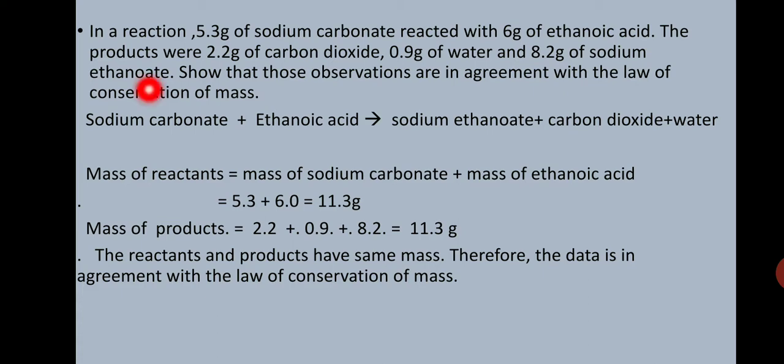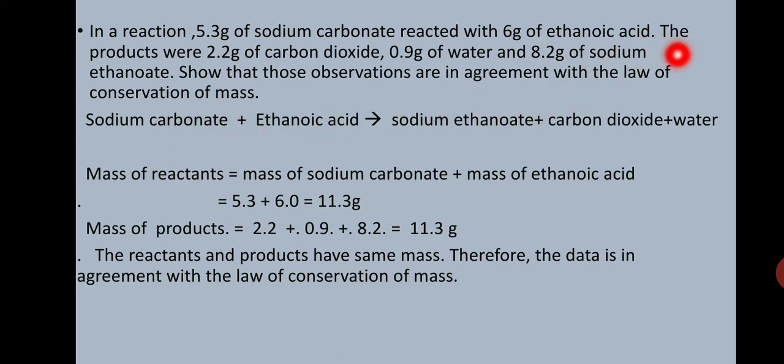First, what you have to do, write a word equation. Write what is given, so identify the reactants and products from this question. The question says 5.3 gram of sodium carbonate reacted with 6 gram of ethanoic acid. So which substances are going to react? Sodium carbonate and ethanoic acid. So write in the reactant part: sodium carbonate plus ethanoic acid.